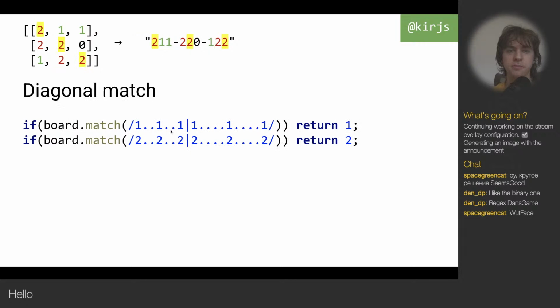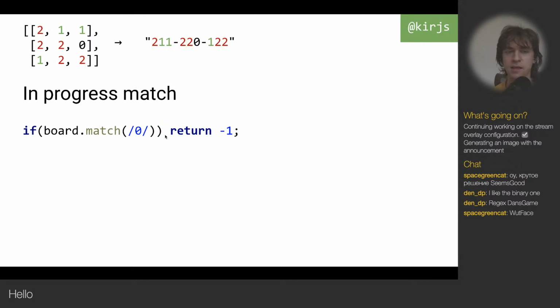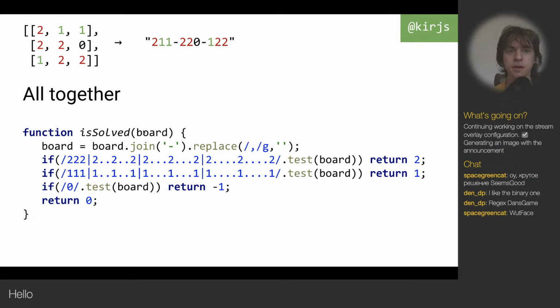How about a diagonal match? It's the same, we just skip more things. So here we take this one, we skip the dash, then we take this one. So that's basically it. And how do we know if the match is still in progress? Well, we look if there is a 0. That's basically what we've been doing before. So this is the whole solution for the thing.